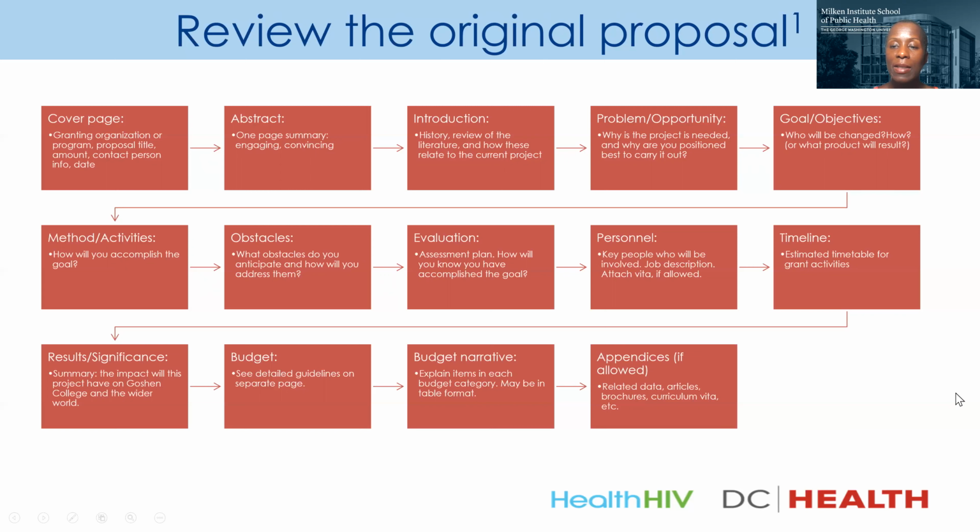Timeline. What's the estimated timeline for grant activities? Your results and significance. What happened as a result of your intervention? Your budget. You typically include a budget as well as a budget narrative explaining and detailing how each item will be spent going forward in your project. And if allowed, you have an appendices that may include a logic model, previously published articles by your organization, related data, and other CVs as needed.